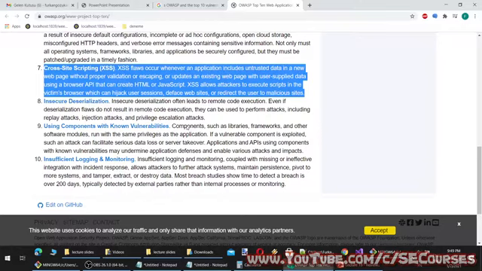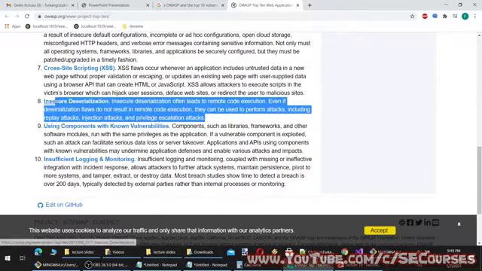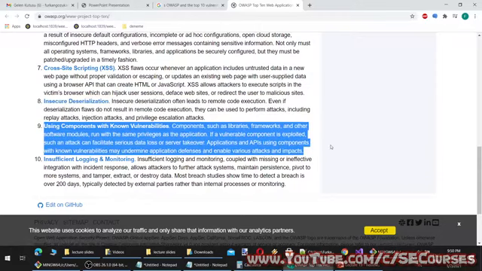Insecure deserialization. Insecure deserialization often leads to remote code execution. Even if deserialization flaws do not result in remote code execution, they can be used to perform attacks, including replay attacks, injection attacks, and privilege escalation attacks.